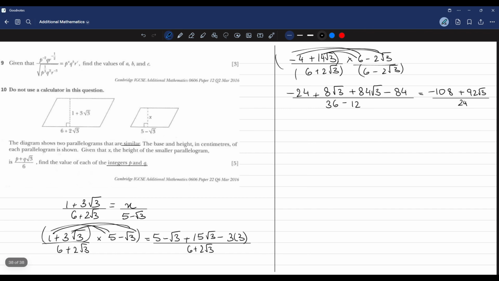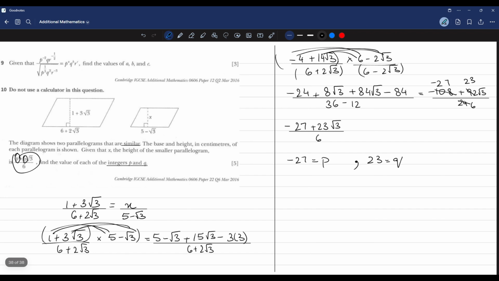Now what can we take common? We can take 4 as the common factor. 4 times 6 is 24, 4 times 27 is negative 108, and 4 times 23 is 92. So we have got negative 27 plus 23 under root 3 divided by 6 is equal to p plus q under root 3. So they have given us the form, and now they have told us to find the integers p and q. So p is the whole number inside, so negative 27 is equal to p, and q is the coefficient of under root 3, so 23 is equal to q.